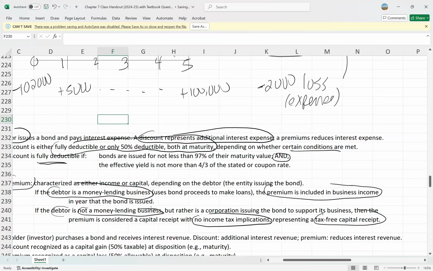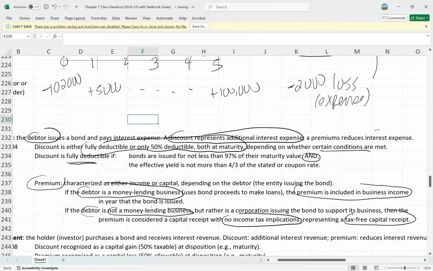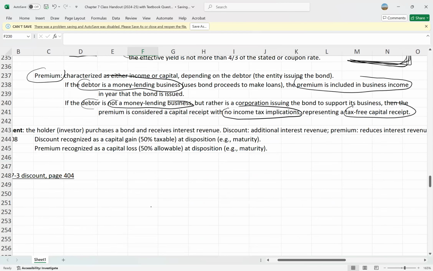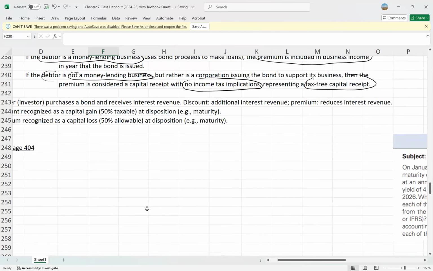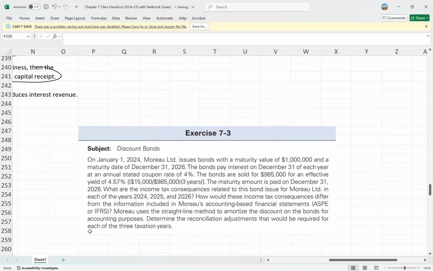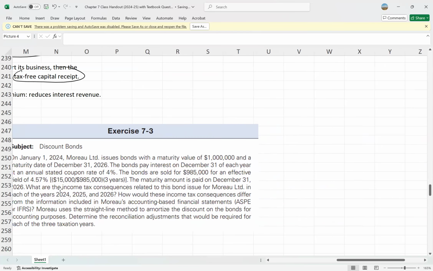So I want to first focus on this one up here. What if you are the debtor? You're the one that basically issues the bond. You need to borrow money and it is at a discount. Are these two conditions met? So let's look at this exercise here. Let's bring this over here a bit.